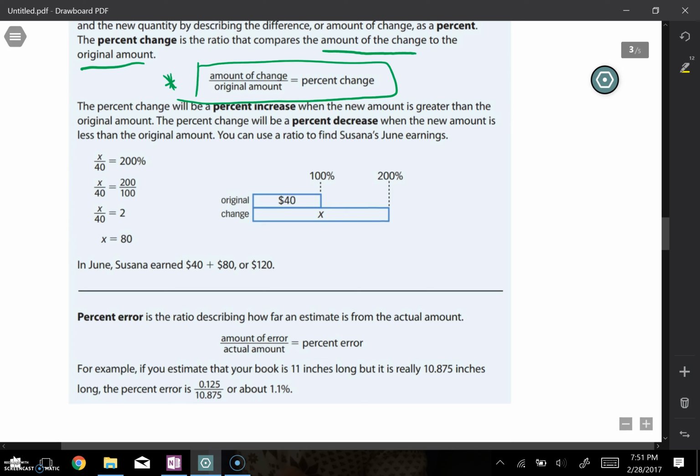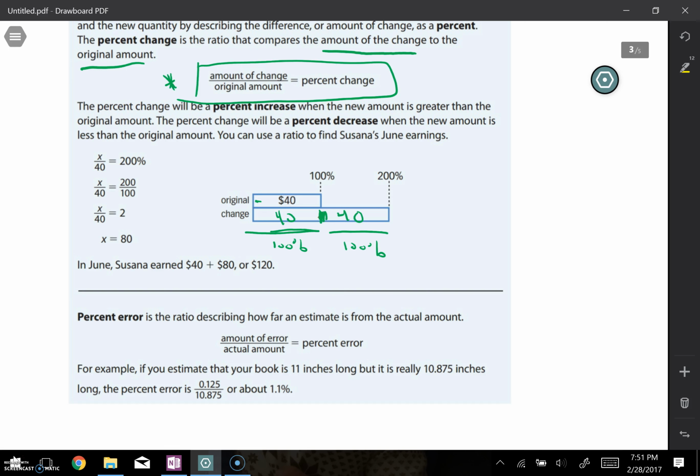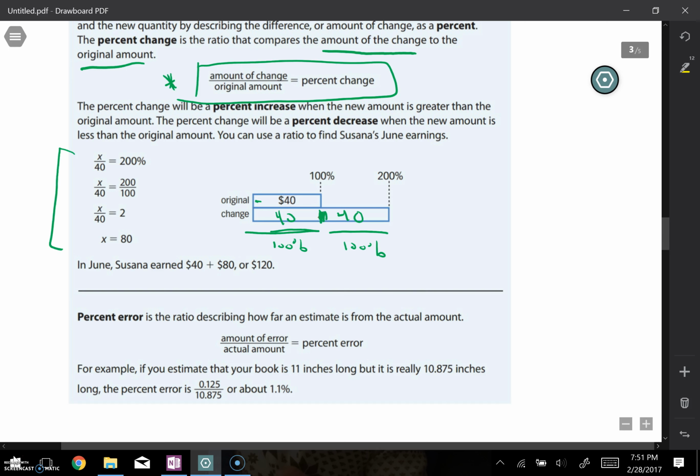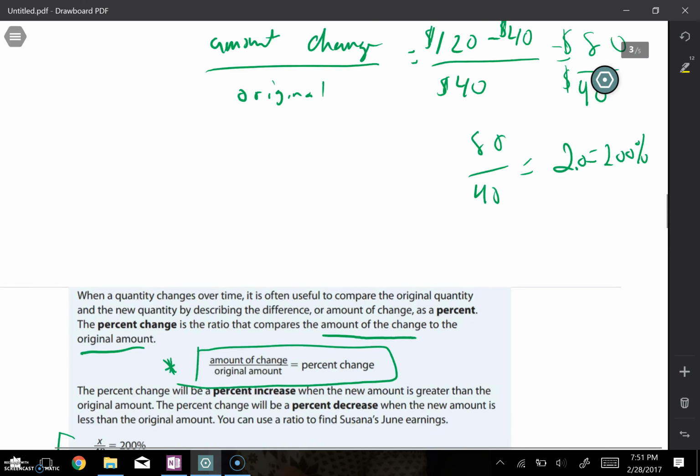Here's the visual model of the change. Here's her original amount. Here's that 100%. There's that other 40. There's that 100% right there. That's that 100% increase. And there's the second 100% increase. So that's another 40, and you tack that on. And she made $120 altogether. If you guys look over here, that is actually the equation that I did up here.